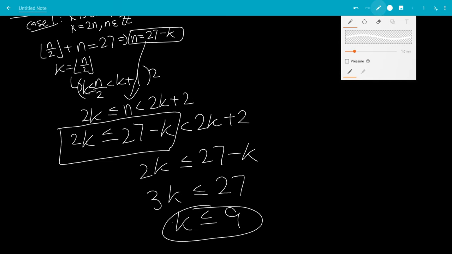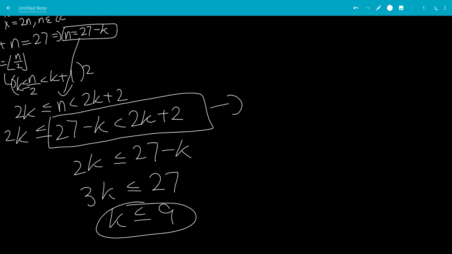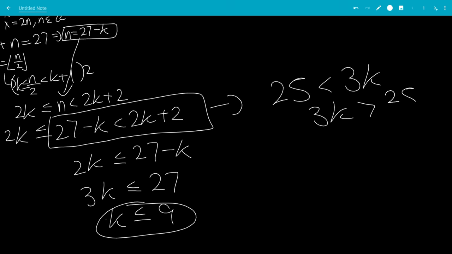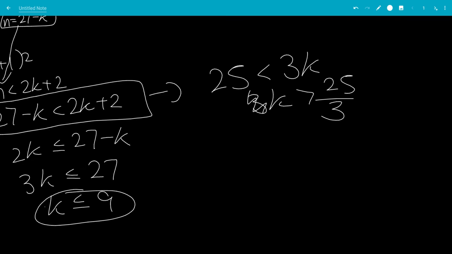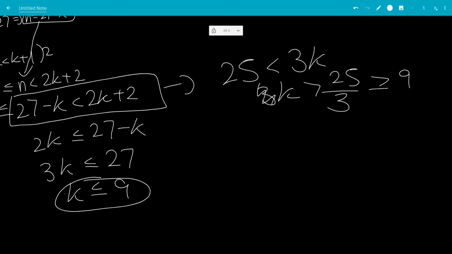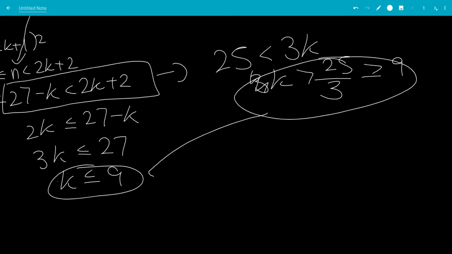So now let's look at the right inequality. So now we have 27 minus k is less than 2k plus 2. That makes 27 minus 2, which is 25, less than 3k. So if I divide by 3, k is greater than 25 over 3. And this is slightly bigger than 8, so k is greater than or equal to 9. So we have that k is greater than or equal to 9 and k is less than or equal to 9. Those two things make k equal 9.